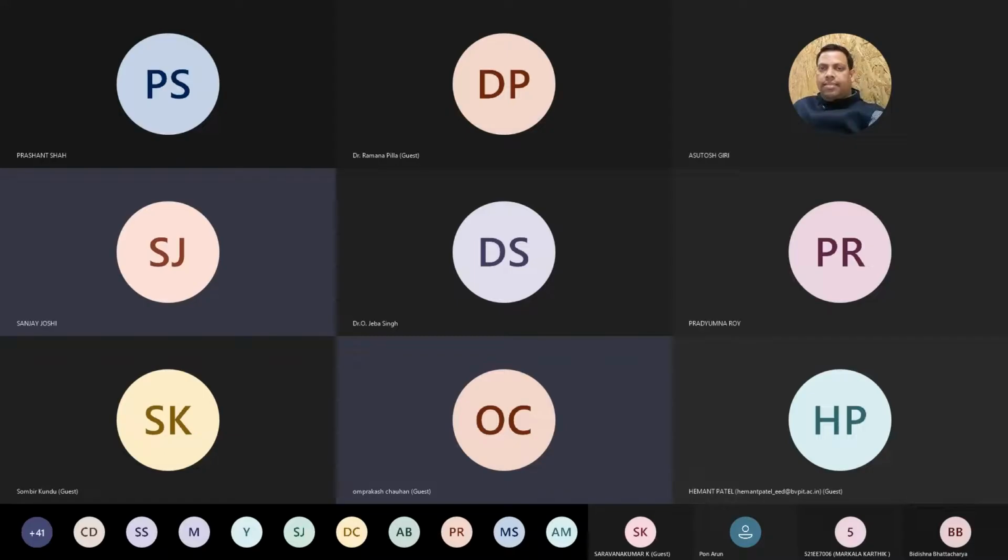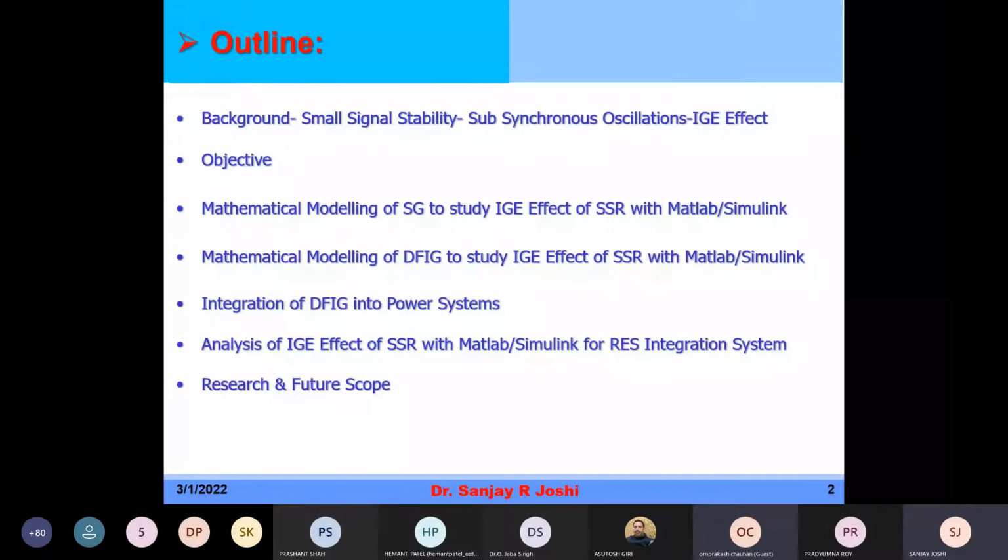Transmission lines of high voltage. Many a time it is required that these lines are series compensated so that the power transfer capability is much higher. Now this is the problem.